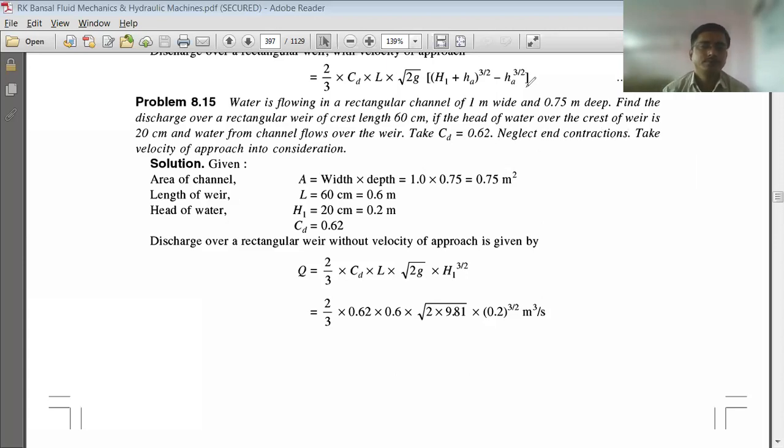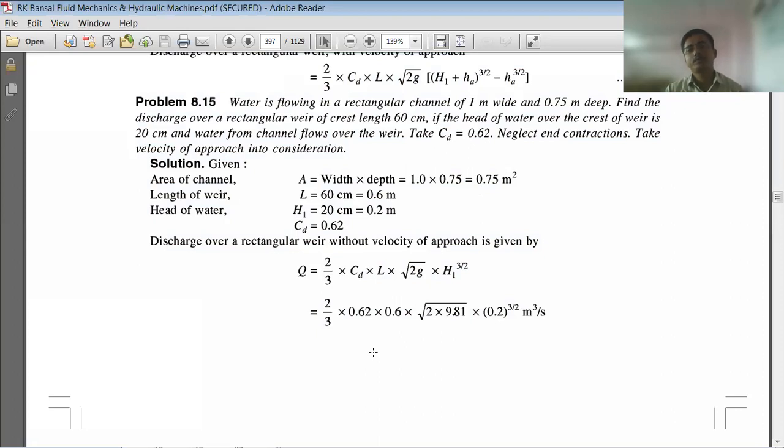Length of weir, head of water, let us call it H1. In the derivation also, they used the notation H1 instead of capital H. In the formula we have written above, H1 means the initial head over the weir. You can call it capital H only or H1, no problem. H1 is equal to 20 centimeter is equal to 0.2 meter. CD is equal to 0.62.